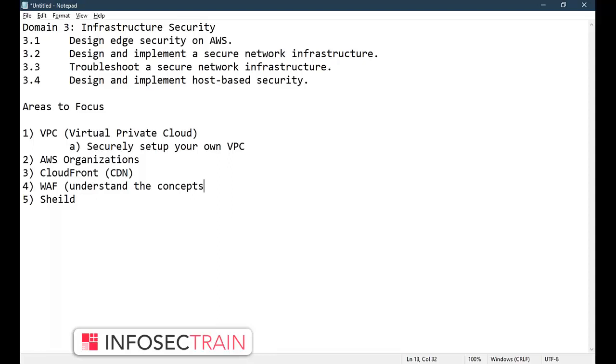So according to your requirement, you can choose a third-party solution or the in-built solution. I will discuss the difference in the program actually. Okay, so this is enough.